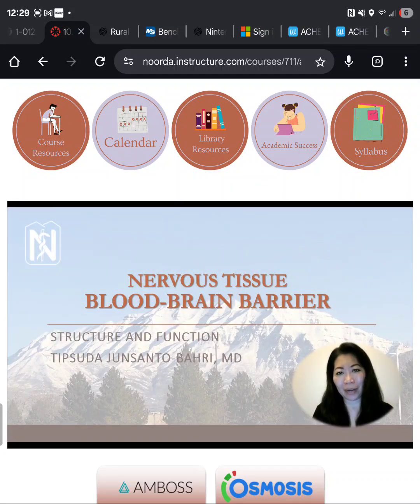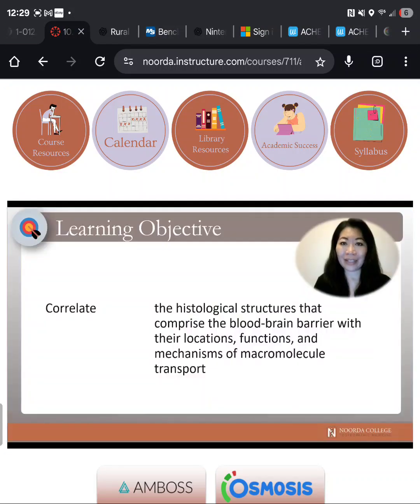We're going to talk about the blood-brain barrier. By the end of the session, I want you to be able to correlate the histologic structures that comprise the blood-brain barrier with their locations, functions, and mechanisms of macromolecule transport.